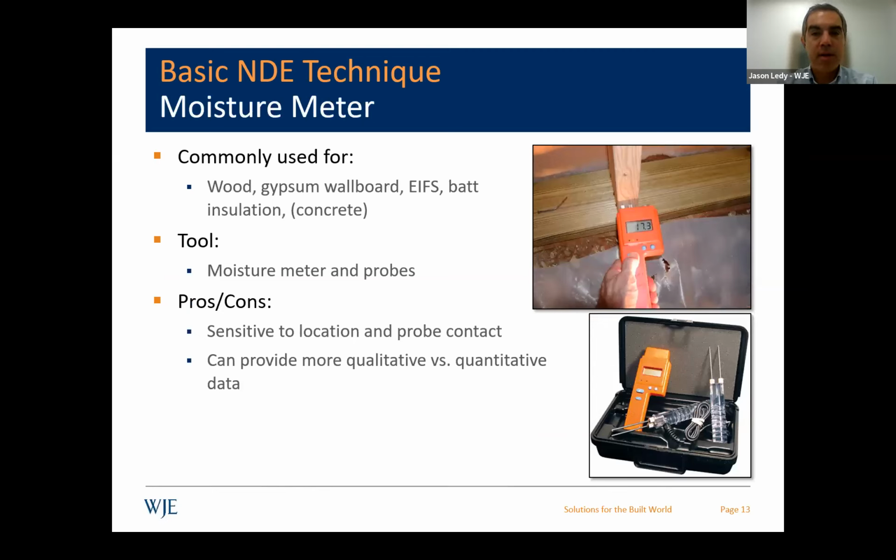Another NDE technique used for wood is moisture meters. There are various types and kinds of moisture meters. One shown here is manufactured by Delmhorst. It's a fairly common handheld device that can be used to check the moisture content of wood fairly quickly once it's exposed. It can also be used for gypsum, wallboard, eaves, batt insulation, and on occasion we've used it for concrete.